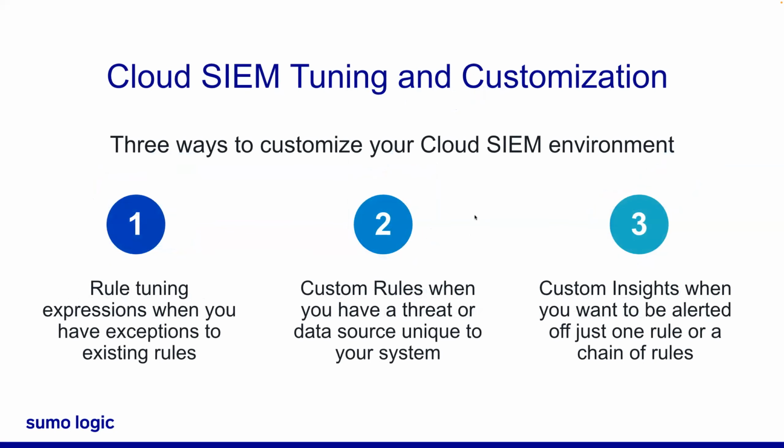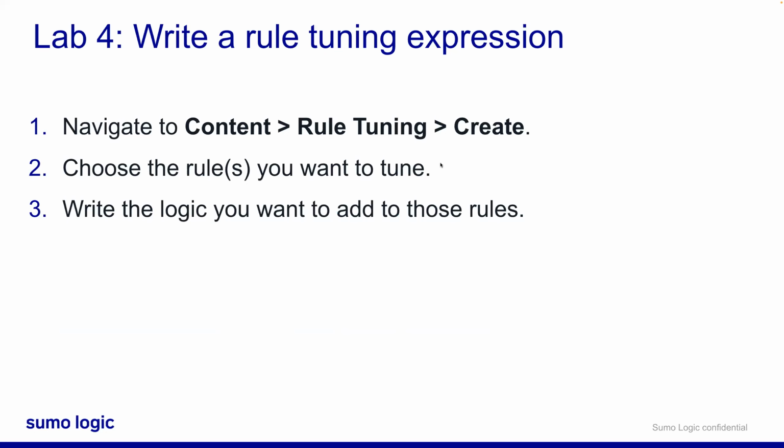Now remember, Cloud SIEM's out-of-the-box rules and insights are great, but we want you to have the flexibility to customize your insight and customize your environment, excuse me. And so what we've learned or started to talk about are 3 ways to customize those Cloud SIEM rules or insights. First is through those rule tuning expressions, those simple ways to add small exceptions to existing rules. The second is the custom rules that let you write logic that's unique to your system and that are not covered by built-in rules. And finally, the custom insights allows you to get alerts based on just one rule or a chain of rules.